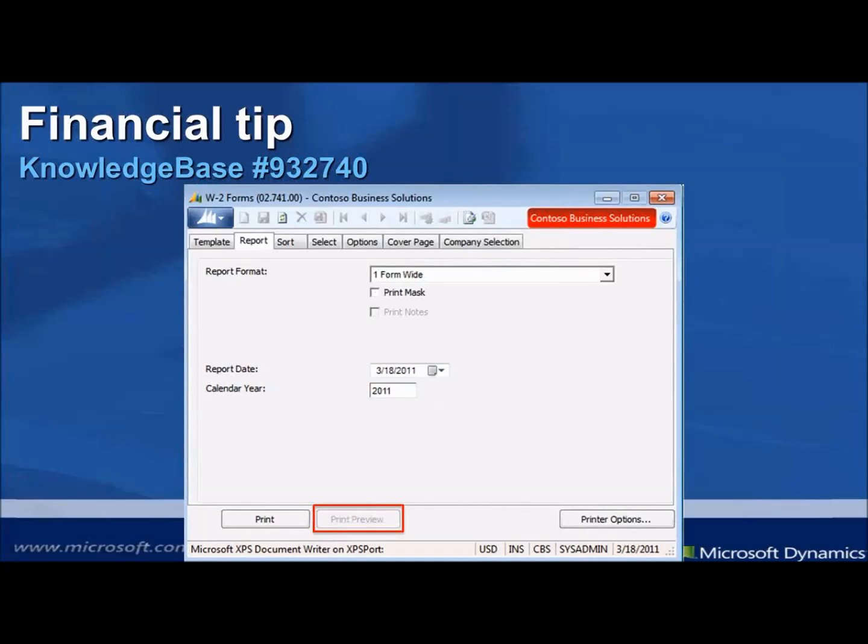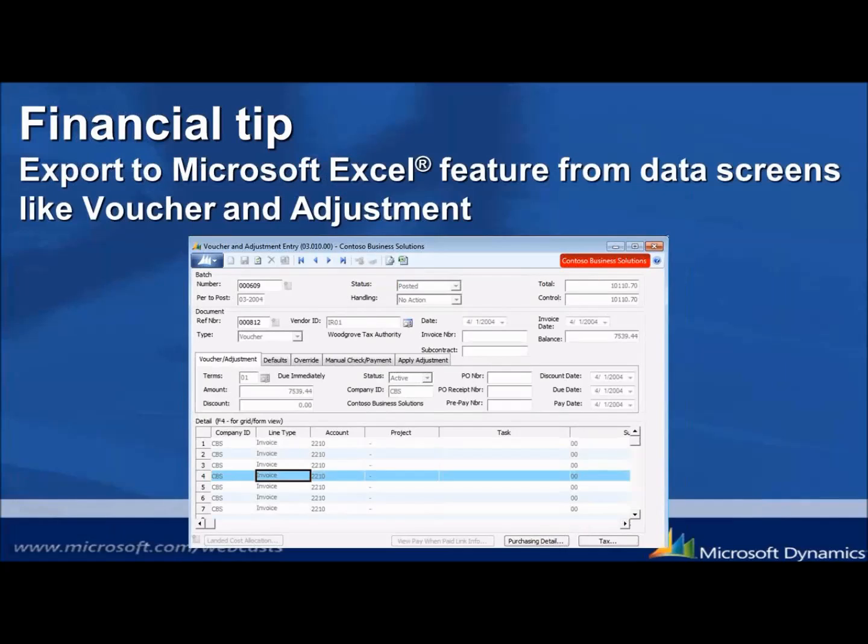Now, I don't know if you saw that or not. I'm going to go back. Now, look at the bottom where that print preview button is disabled. Watch this. Wow. It is now enabled. You can print preview your W-2s. That easy.